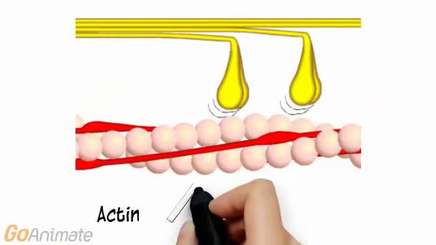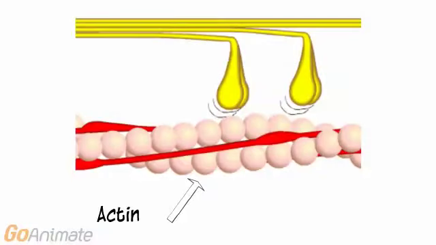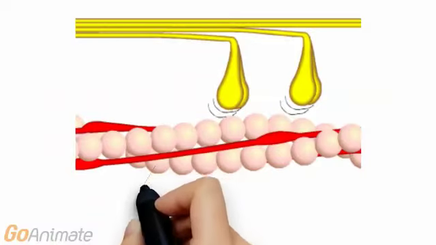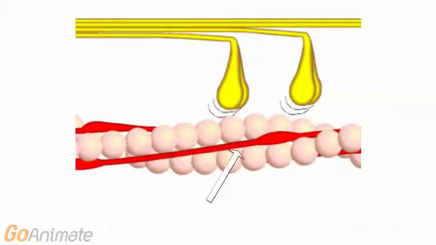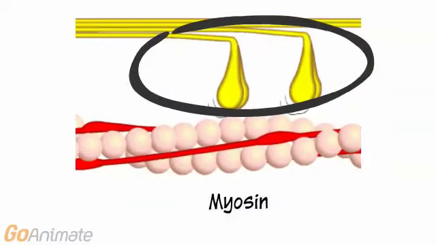Actin, also known as the thin filament, is a double helix protein. Actin has another double helix protein called the troponin-tropomyosin complex wrapped around it. Here is the tropomyosin. And here is the troponin. Myosin, also known as the thick filament, is close to actin.